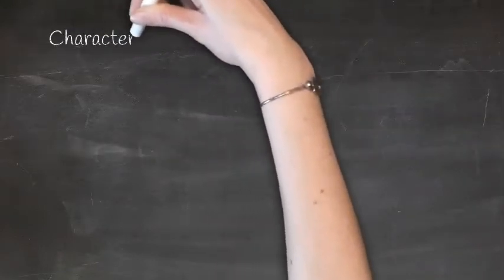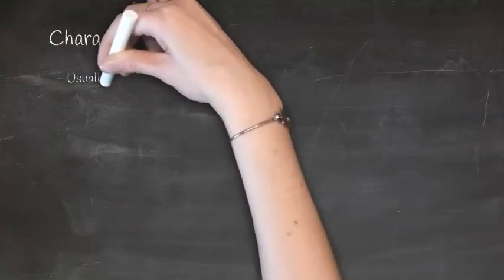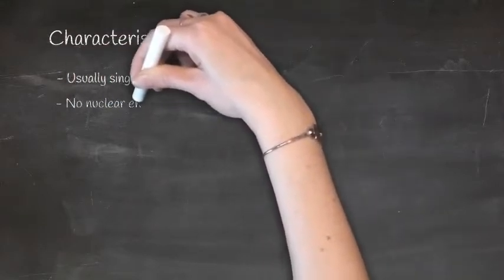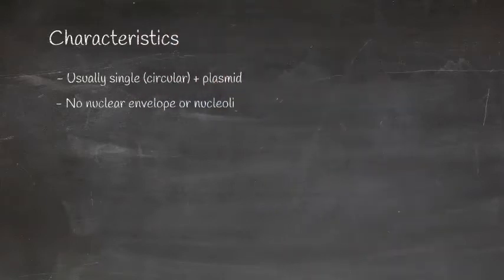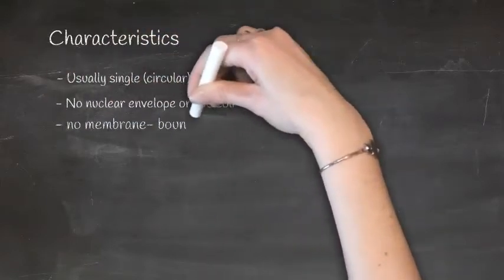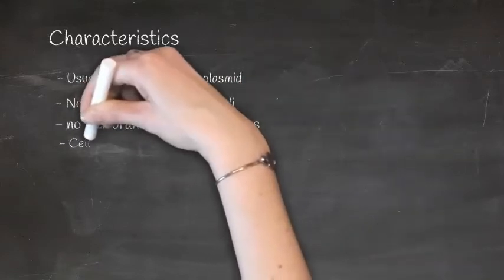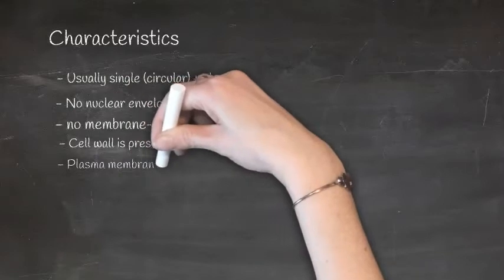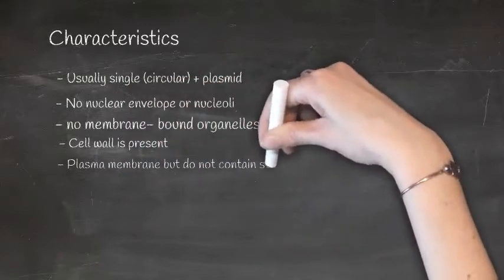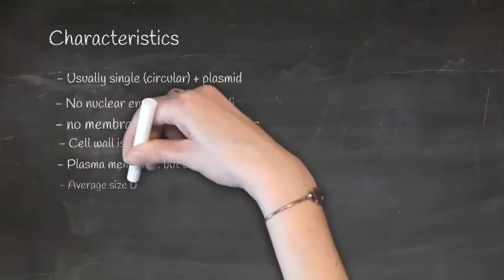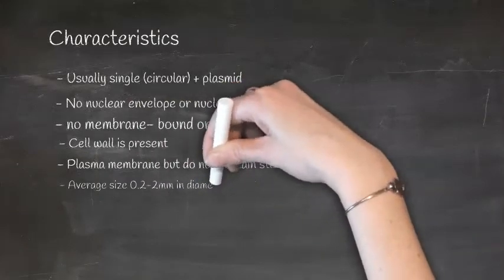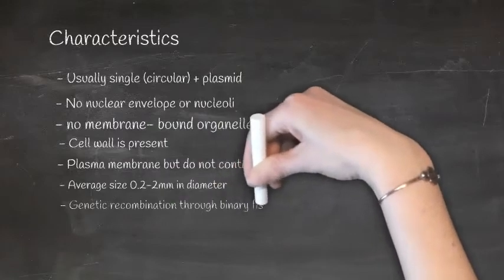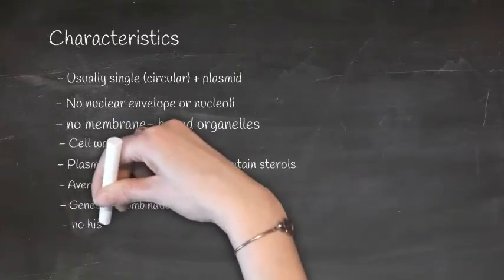Here are some characteristics of a prokaryotic cell. Their chromosomes are usually single, circular in shape, plus they have plasmids. They have no nuclear envelope or nucleoli. Also, they do not have any membrane-bound organelles. They have cell walls, some of which are complex. They also have a plasma membrane, but they lack the sterols in there. Their average size is about 0.2 to 2 millimeters. They replicate through binary fission, and they also have no histones.